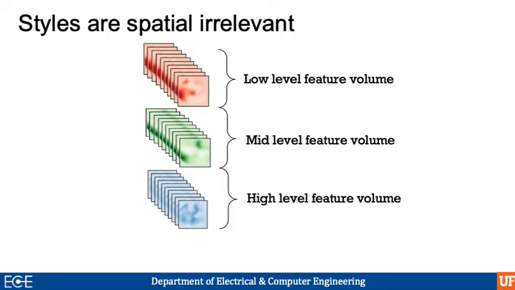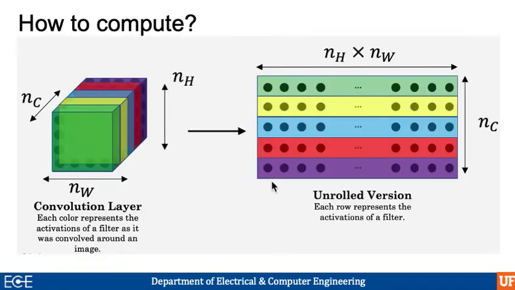The Gram matrix shows that styles are spatially irrelevant, and they have low-level, mid-level, and high-level feature volumes. They're all correlated, but the matrix could change if your input is changed. Take a deeper look at the convolution layer. When it's unrolled, each row represents the activation of a filter. In style loss, we use multiple activation layers. That scenario leads us to the possibility of assigning different weightages to each loss provided by different layers.